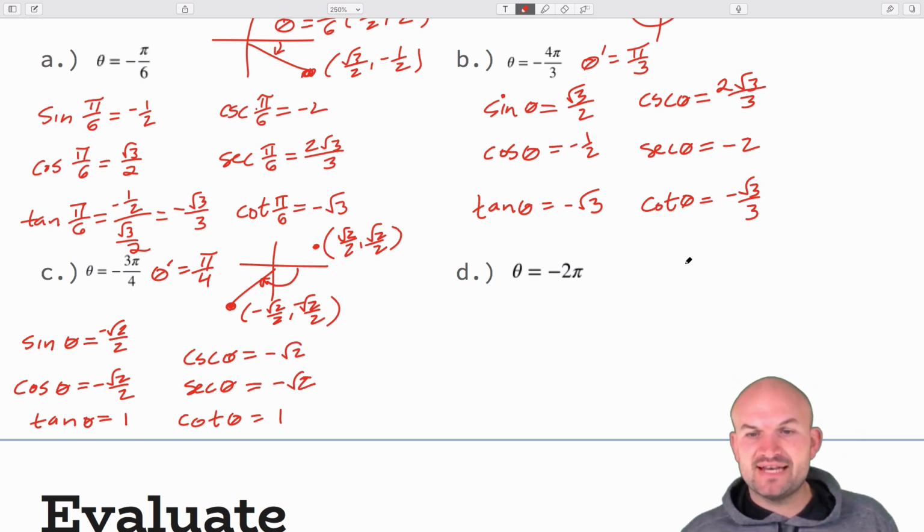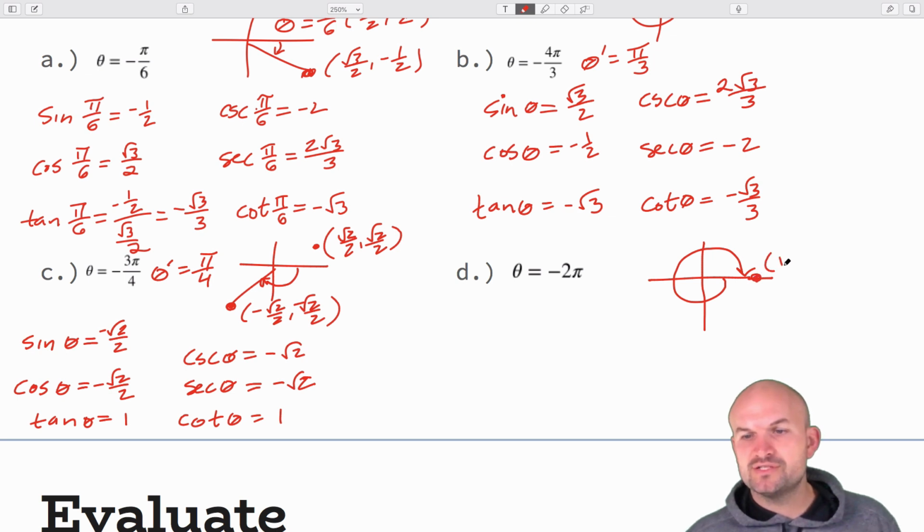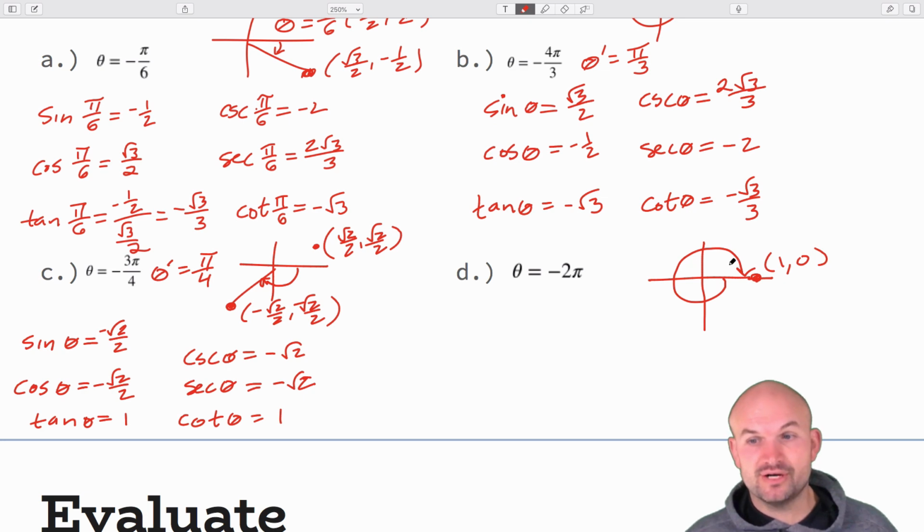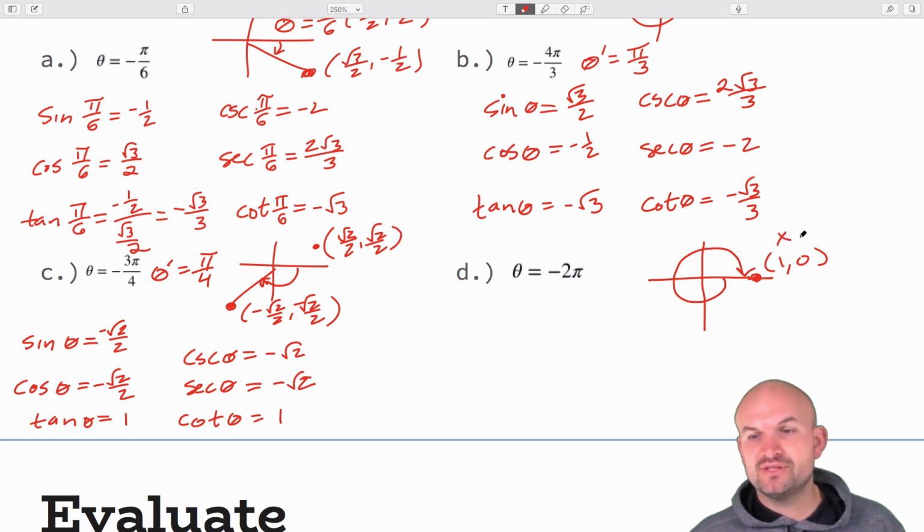Last but not least here, we have a negative angle, negative 2 pi. So this one is going to be all the way around right there, which is going to produce this coordinate point 1, 0. It doesn't have a reference angle, right? The angle is 0, but we still need to evaluate here for the x and the y coordinate.